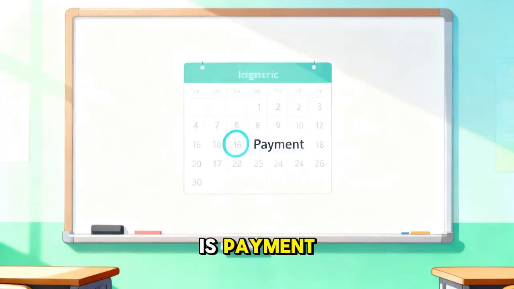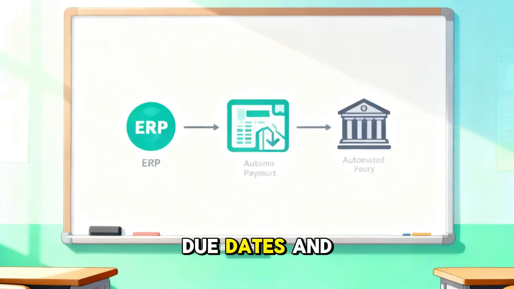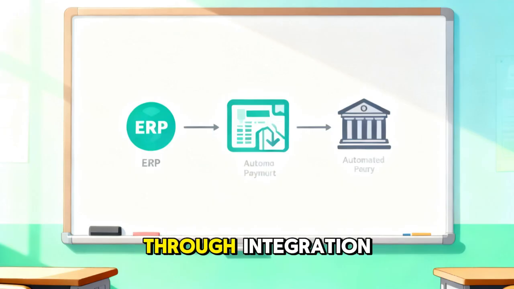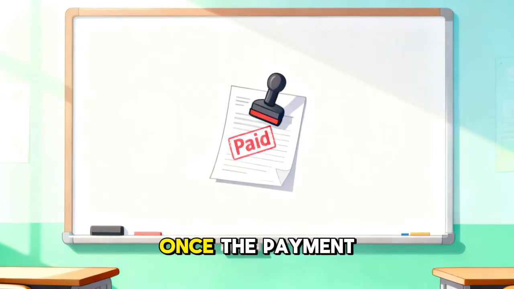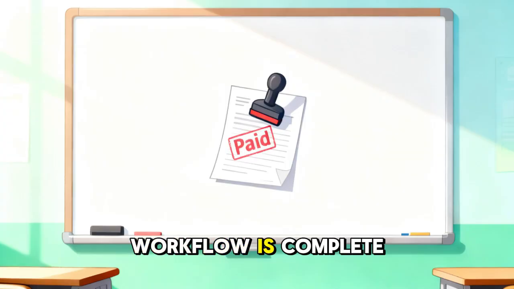The final step is payment. After the invoice is verified, it is scheduled for payment in the ERP system. The system tracks payment due dates and can even automate the payment process through integration with banking systems. Once the payment is made, the transaction is recorded, and the purchase order workflow is complete.